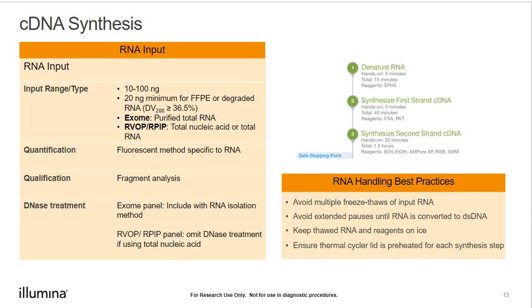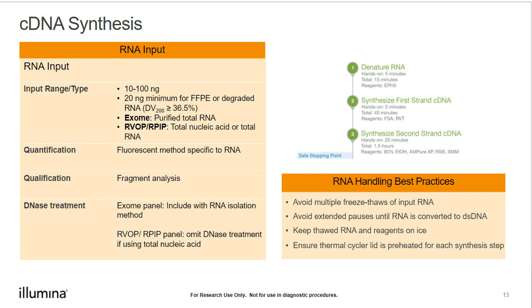If we're using RNA extracted from FFPE or other degraded RNA, we need a minimum of 20 nanograms to start. And please QC the RNA input to ensure it has DV200 values of 36.5 or greater. For exome enrichment, we will want to start with purified total RNA. But if we're using the RVOP-V2 or RPIP panels, we have the option of starting with total nucleic acid or total RNA.